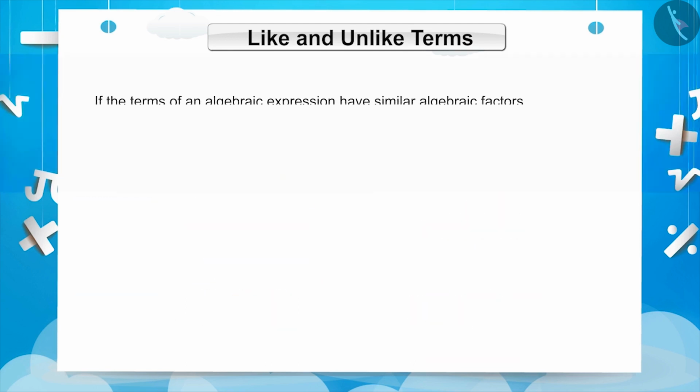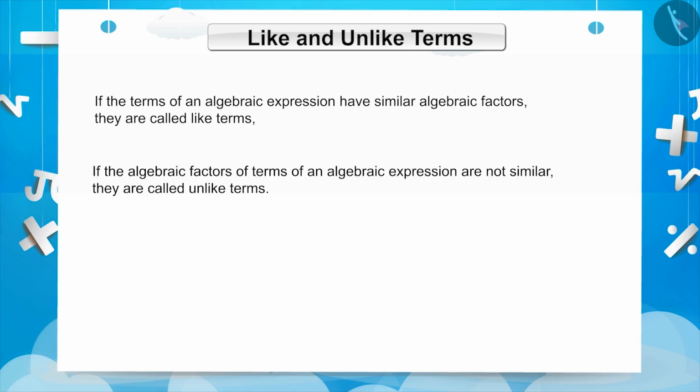Similarly, if the algebraic factors of any algebraic terms are the same, then they are called like terms. And if the algebraic factors of these terms are different, then they are called unlike terms.